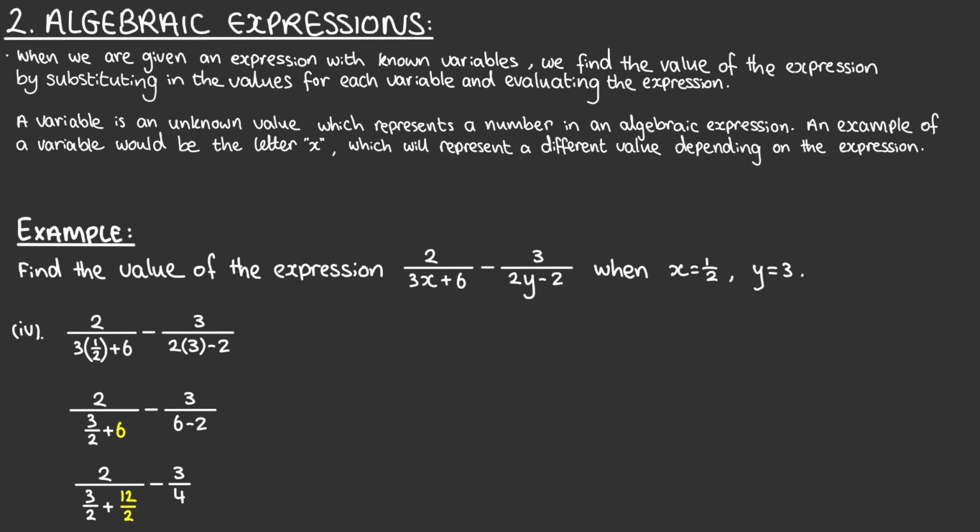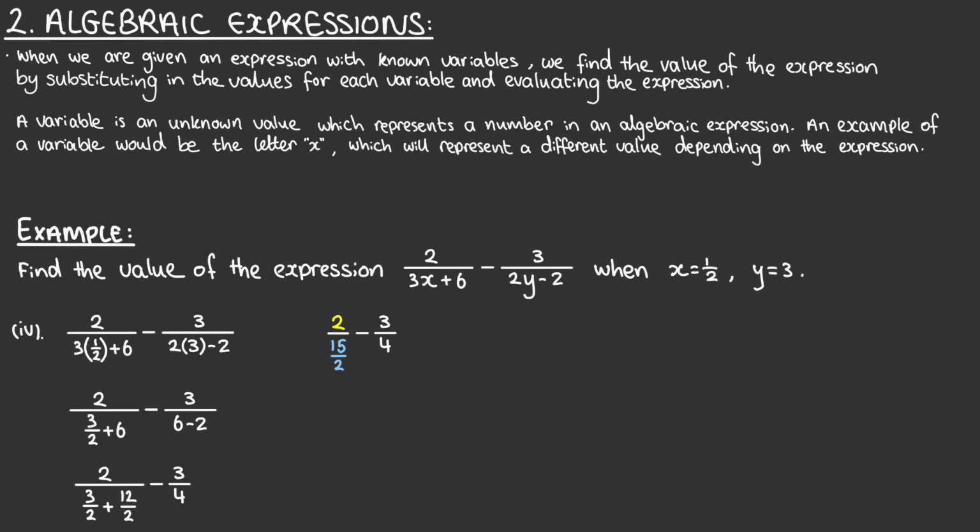So now that we have 6 is equal to 12 divided by 2, we can add 3 over 2 and 12 over 2, since they have the same common denominator. 3 plus 12 is 15, so 3 over 2 plus 12 over 2 is equal to 15 over 2. We can simplify the denominator of the second fraction by subtracting. So 6 minus 2 is equal to 4. So now for the first fraction, we have 2 divided by 15 over 2.